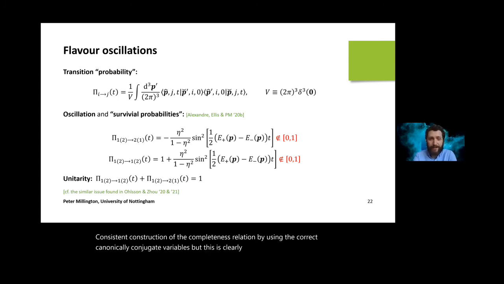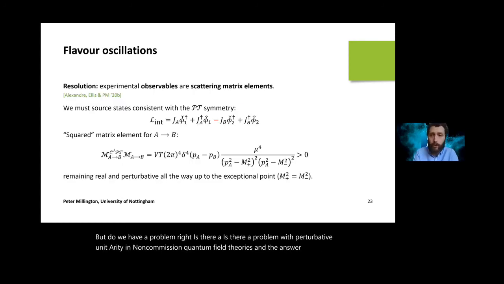I mean, this is unsatisfactory. Do we have a problem, right? Is there a problem with perturbative unitarity in non-Hermitian quantum field theories? And the answer is no. And the resolution is that we have to be extremely careful about defining asymptotic states in non-Hermitian theories.